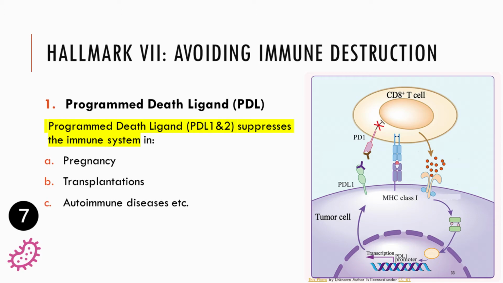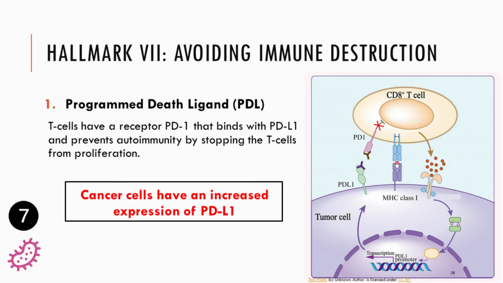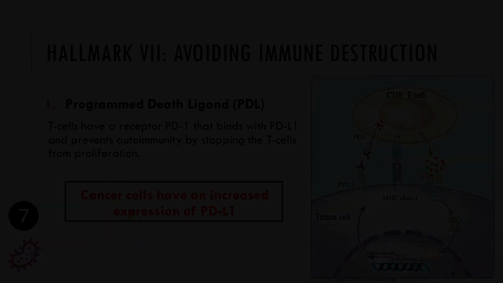Now, PDL1 is also expressed in pregnancy as well as tissue grafts. It is also used by cells of the immune system to avoid autoimmune diseases. When programmed death ligand binds to a receptor on T cells, it stops the T cell from multiplying in order to prevent an immune response. So for cancer cells, the ligand is PDL1, and the receptor that PDL1 binds to is called PD1.